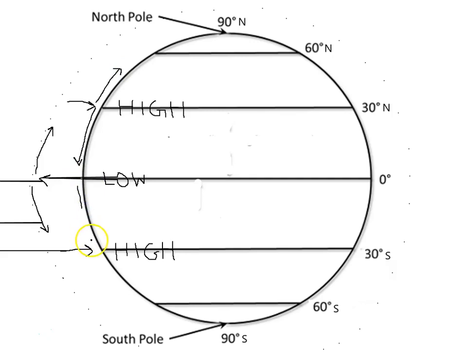Draw it like that. Okay, so we now have a complete circulation cell between 0 degrees and 30 degrees north. So we have a loop of air that's circulating here. And we have another loop of air that's circulating between 0 degrees and 30 degrees south.